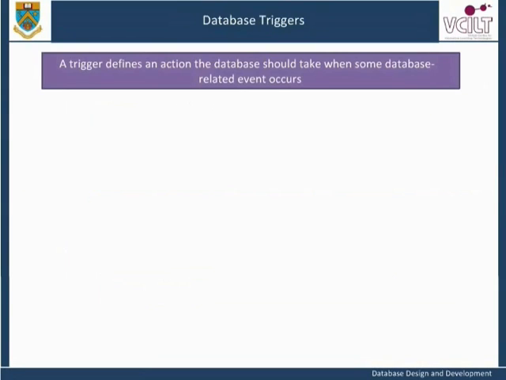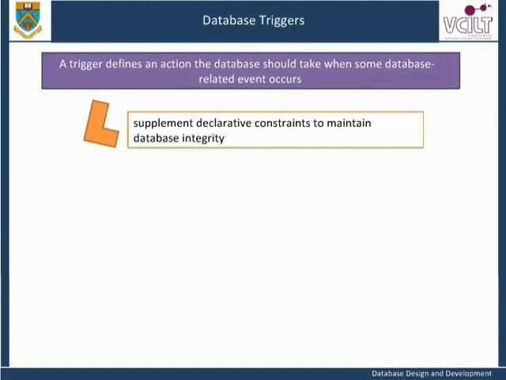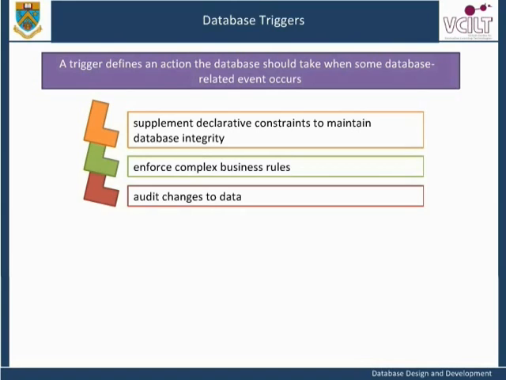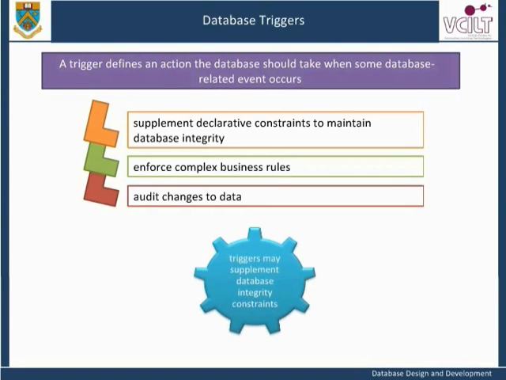A trigger defines an action the database should take when some database-related event occurs. Triggers may be used to supplement declarative constraints to maintain database integrity, enforce complex business rules, and audit changes to data. Because of their flexibility, triggers may supplement database integrity constraints. However, they should not be used to replace them, that is, the constraints. It is worth mentioning that, in order to create a trigger on a table, you must be able to alter that table, and any other table that may subsequently be affected by the trigger's action.